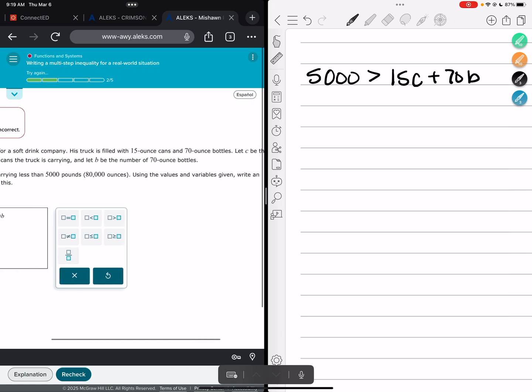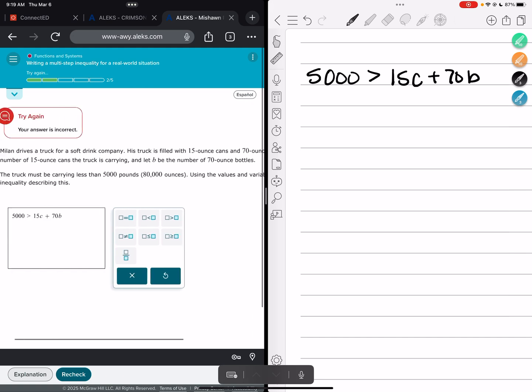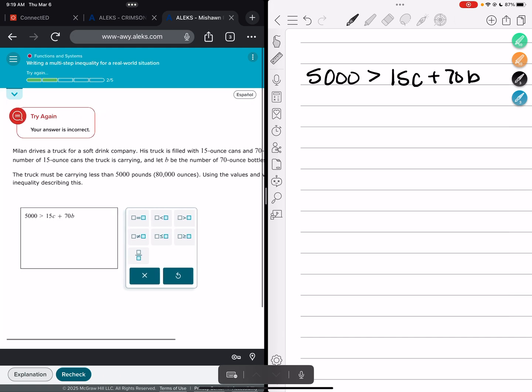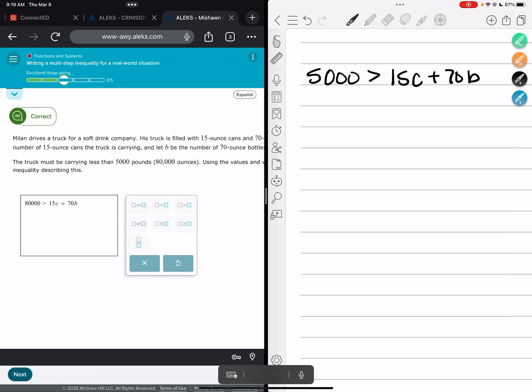Where did I mess up? Okay. This truck is filled with 15-ounce cans. The truck must be carrying less than 5,000 pounds. Oh, so sorry. That's 80,000 ounces. I didn't keep reading the question. So I should have put 80,000 right here instead of 5,000, which we can recheck. Okay? And that's how you can write multi-step inequalities.